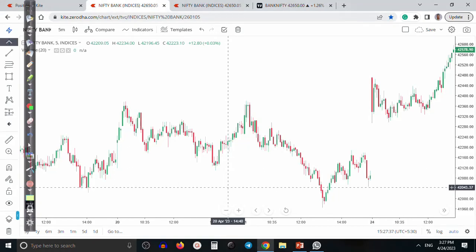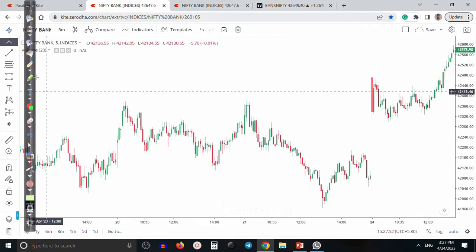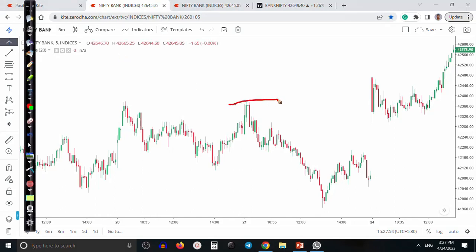Alright guys, this is Bank Nifty on the 5-minute chart, and in this video I'll discuss exactly where we enter tomorrow, what type of trading strategy, and at which level we are going to enter. So everything we'll discuss.